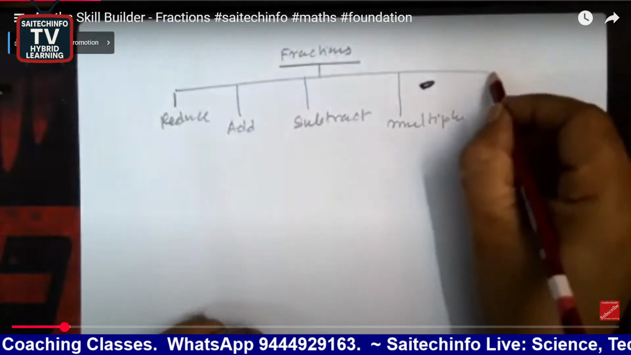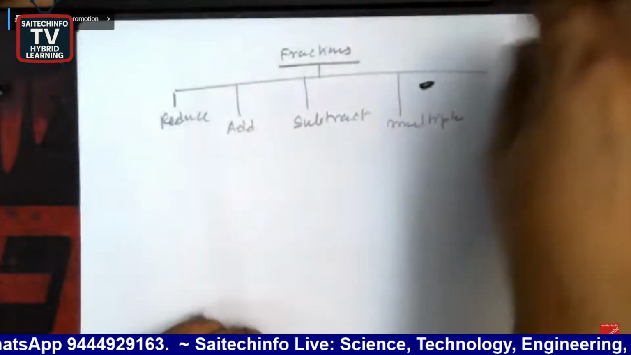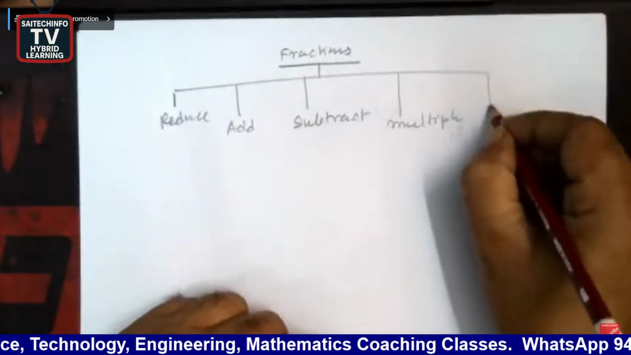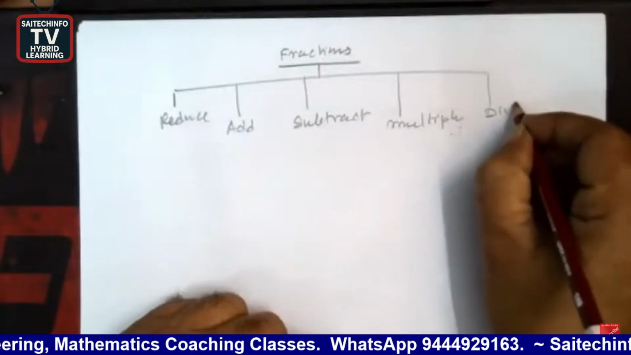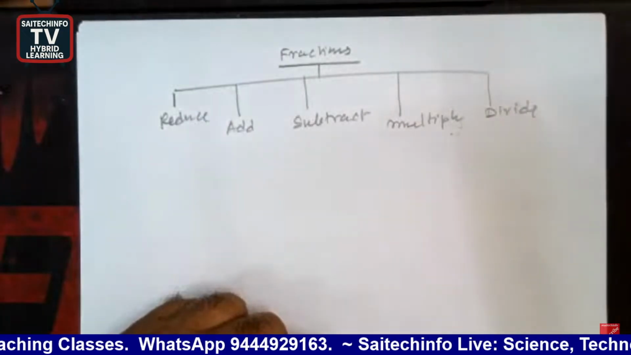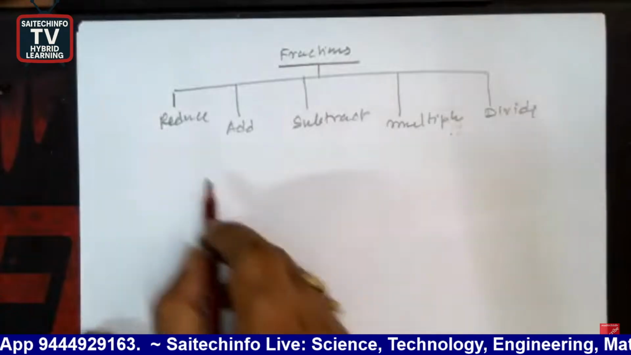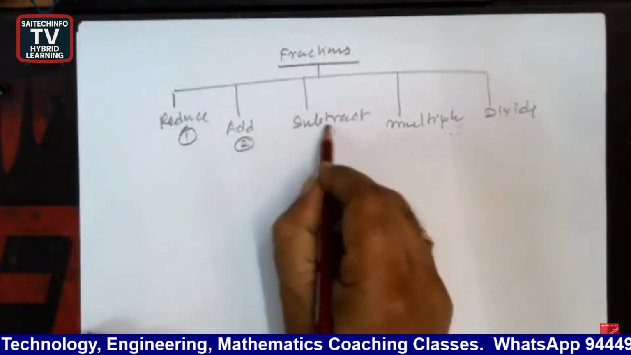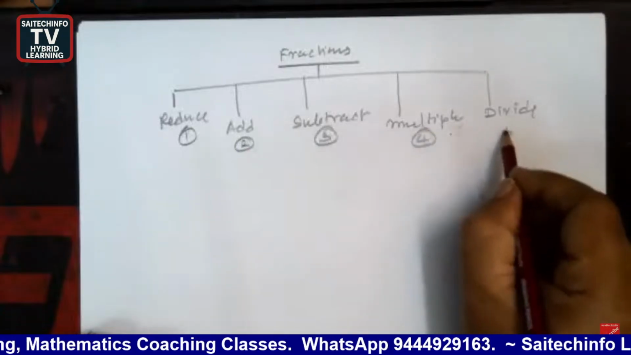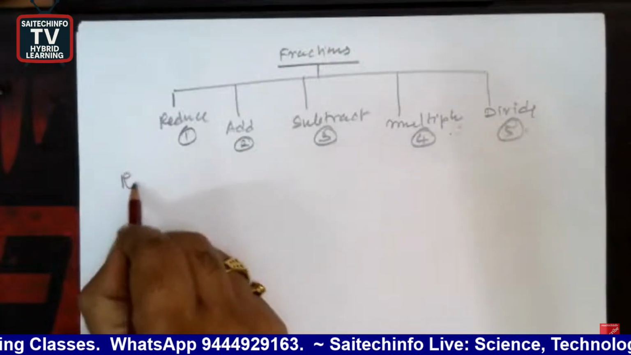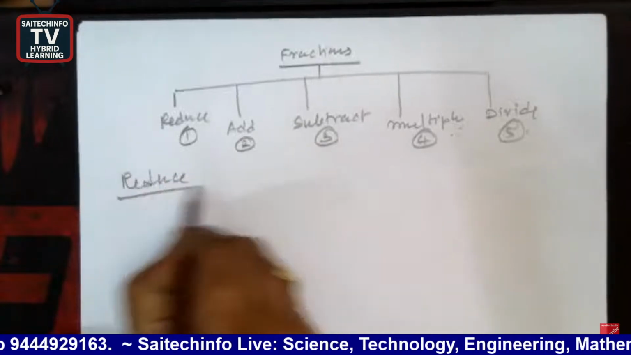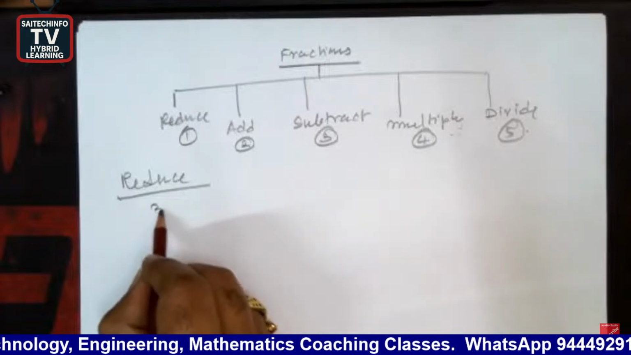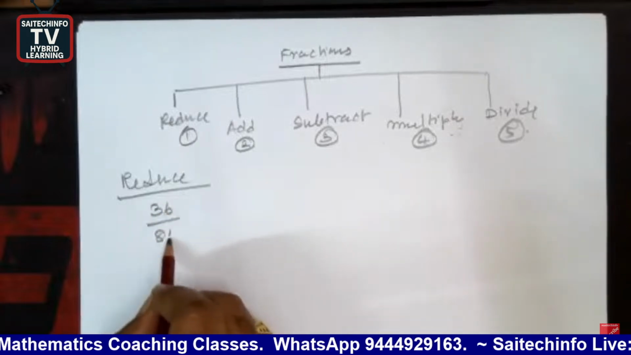Okay, and further divide. How to divide all these things? Let us see one by one. First we will take up the reduce. Okay, reduce. So you have taken down 836 divided by 84. How to reduce that?